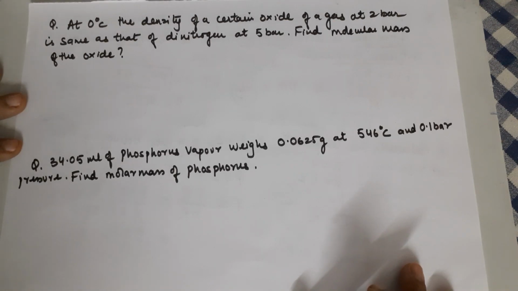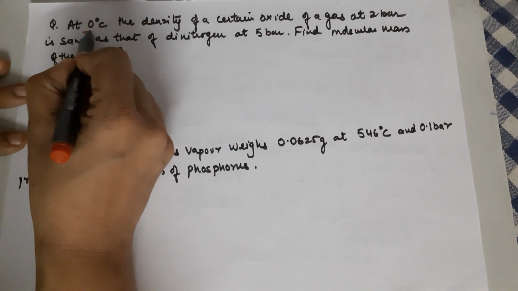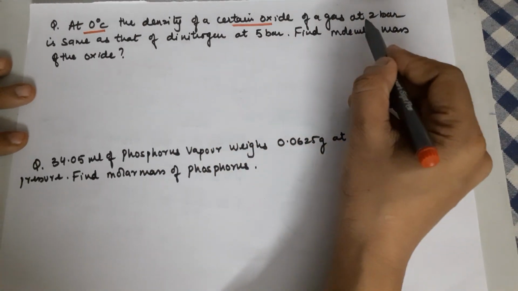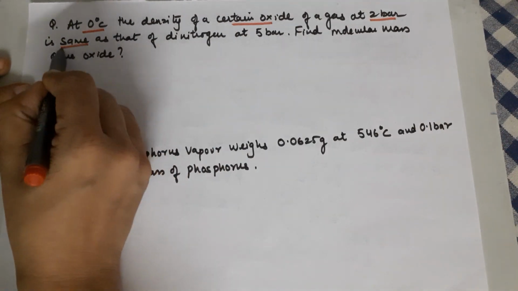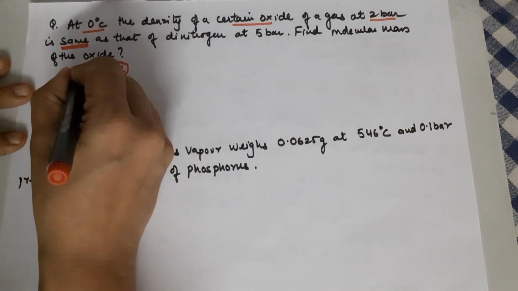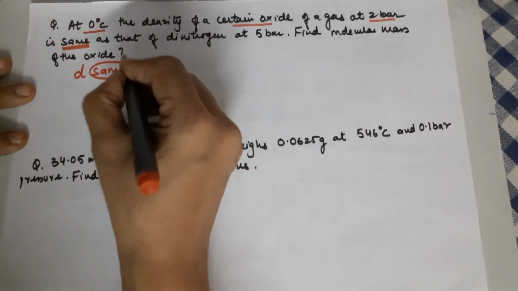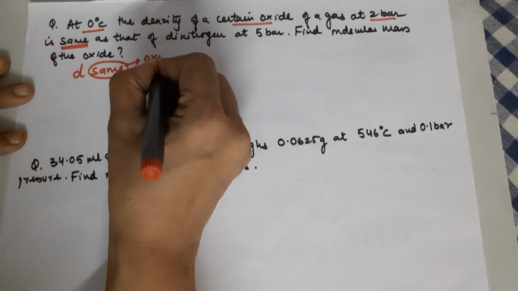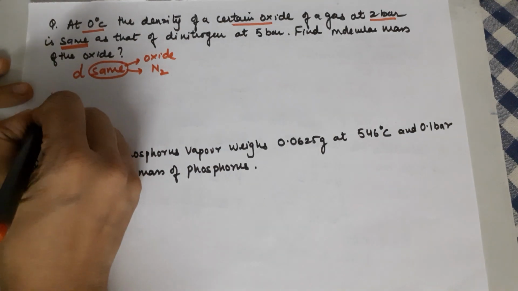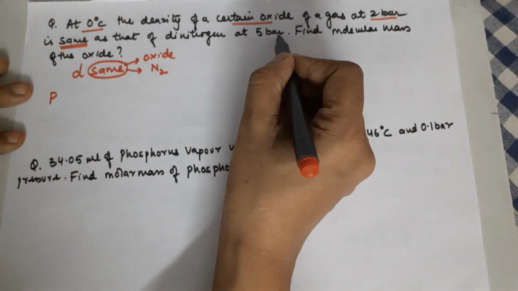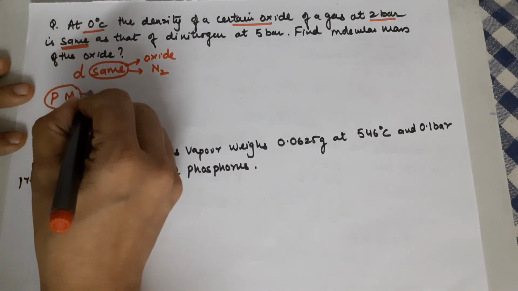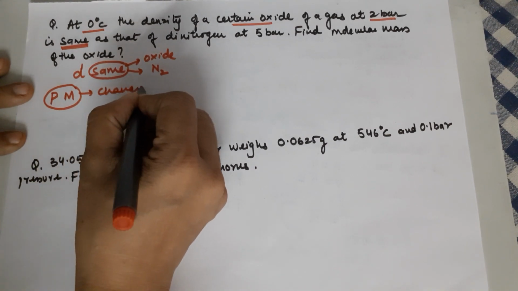Moving on to the last two questions of the class. At 0 degrees C, the density of a certain oxide of a gas at 2 bar is the same as that of dinitrogen. That is the first piece of information. You are using an oxide gas and a nitrogen gas with the same density. The pressure is changing from 2 bar to 5 bar. Find the molecular mass; the molecular masses are changing, of course, because the gas is changing.